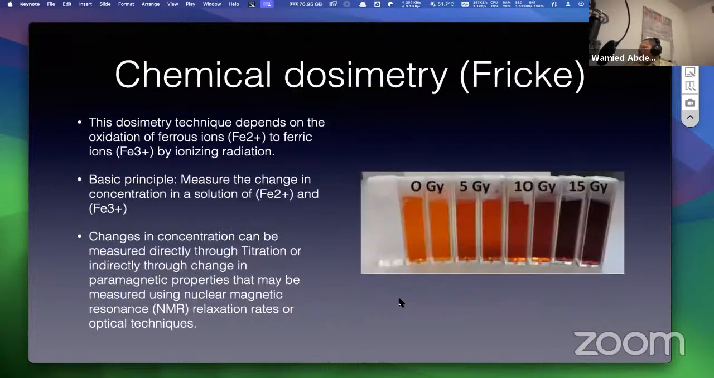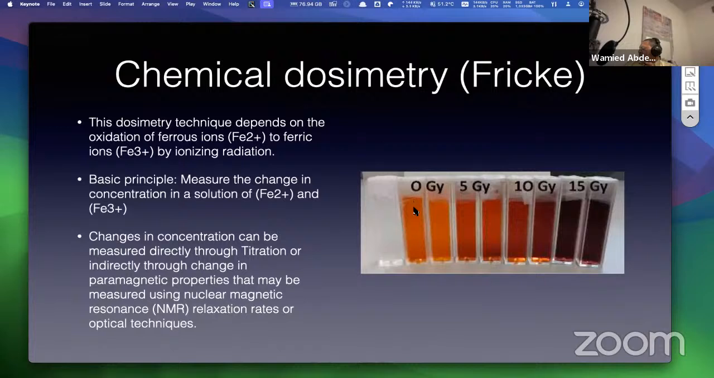So anyway, we're going to move to another example of a dosimeter, a chemical dosimeter, the Fricke dosimeter. Basically, this dosimeter depends on the oxidization of ferrous ions. So we have Fe2+. When it's irradiated, some of that ion in a solution will be converted to Fe3+. So the idea is we have a solution, let's get a Fricke solution.